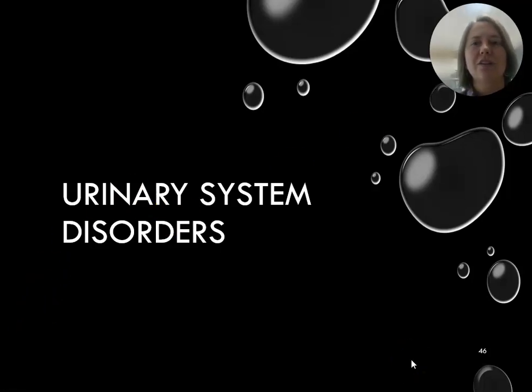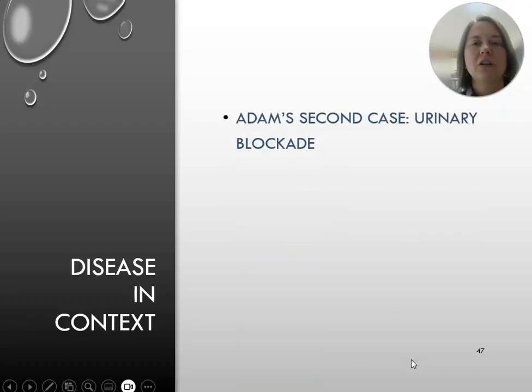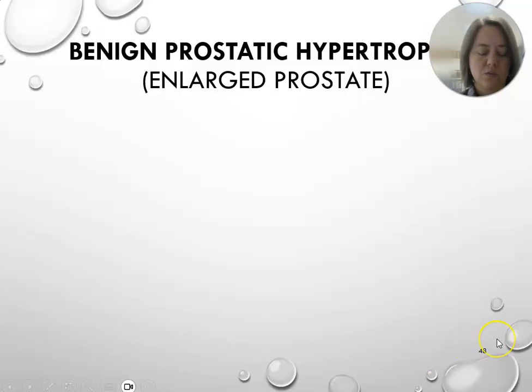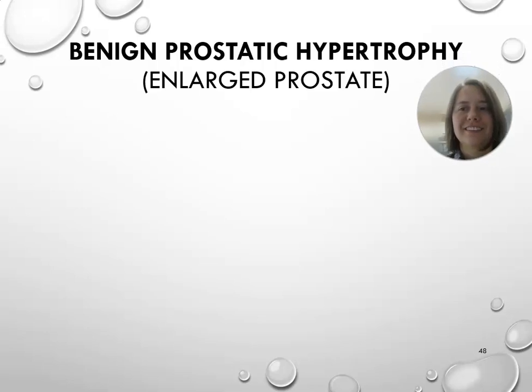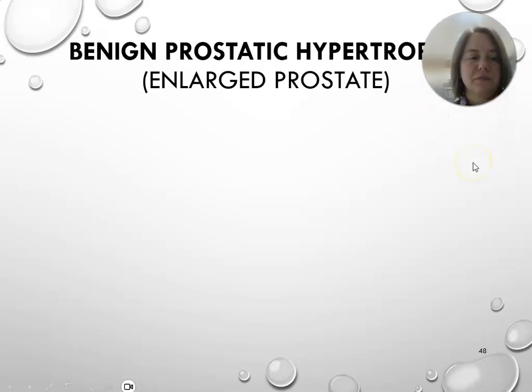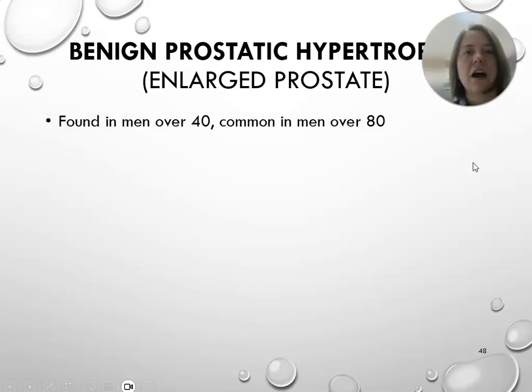Urinary system disorders. What could possibly go wrong with the urinary system? So we're going to look in our books about Adam and read about what's going on with Adam's prostate. Just a warning, I'm going to tell you what it is: benign prostatic hypertrophy, or an enlarged prostate. This is found in men over 40, and it is actually quite common in men over 80. Only men have a prostate, so women don't have to worry about this.